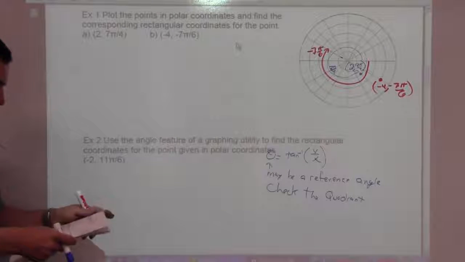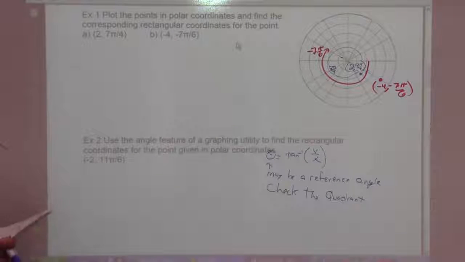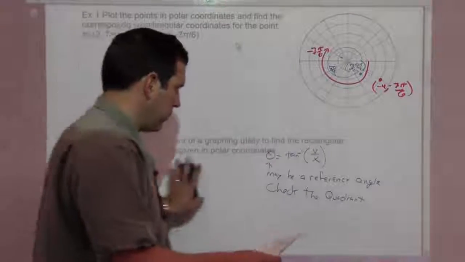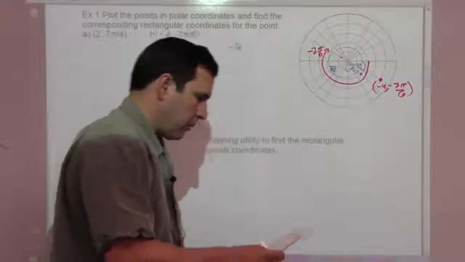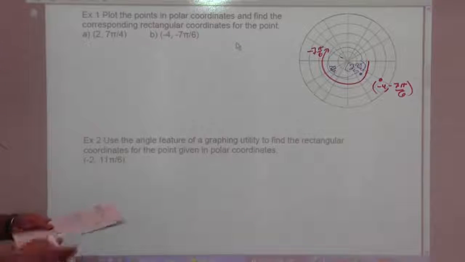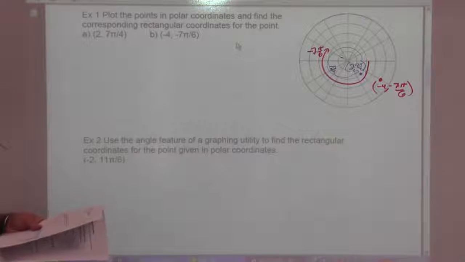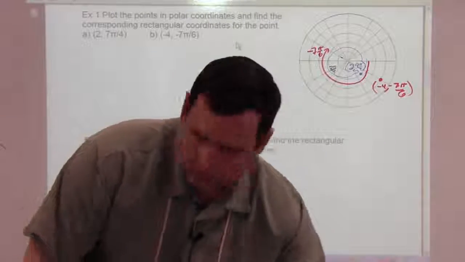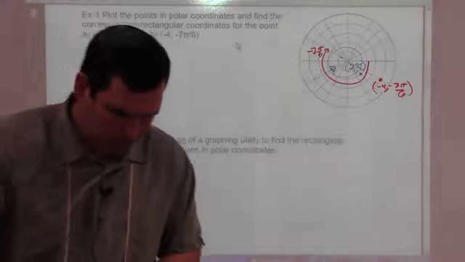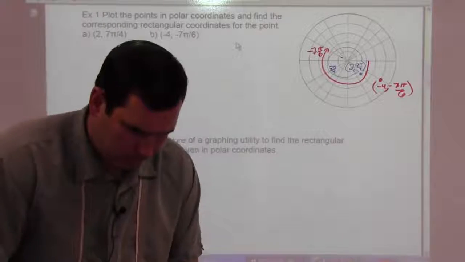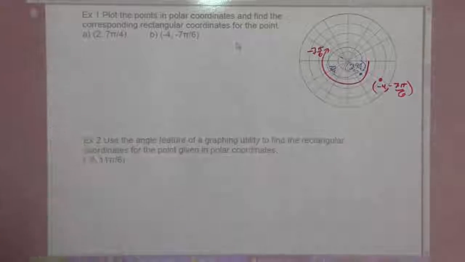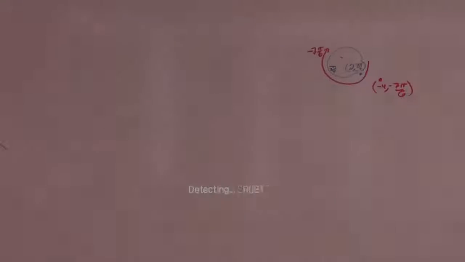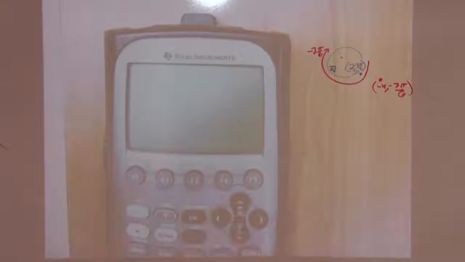Now it says use the angle feature of a graphing utility to find the rectangular coordinates for the point given in polar coordinates. So there is a feature in the TI-89. I'll show you here. Here's my TI-89. Let's turn this on.